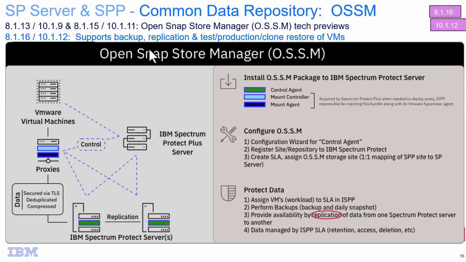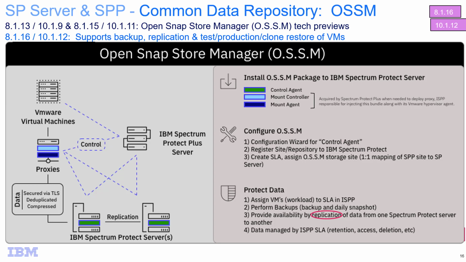Hi, welcome to this demo of IBM Spectrum Protect and Spectrum Protect Plus's Open Snap Store Manager, also known as OSSM. OSSM allows you to take the Spectrum Protect Plus backups and store them in the Spectrum Protect's container storage pools. This gives those backups the ability to share the storage as well as the deduplication that is built into the Spectrum Protect container storage pools.